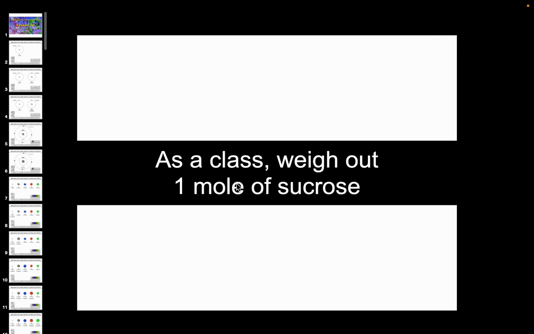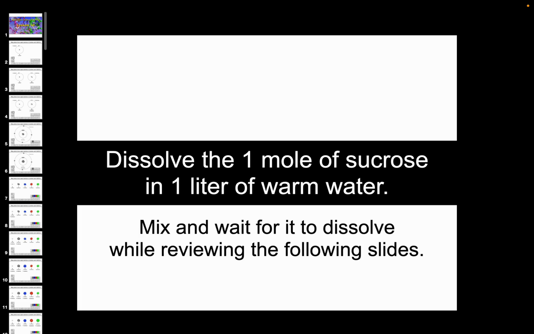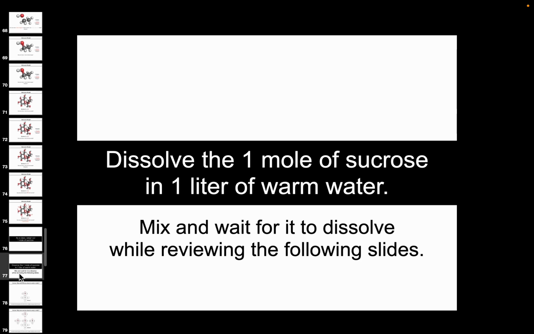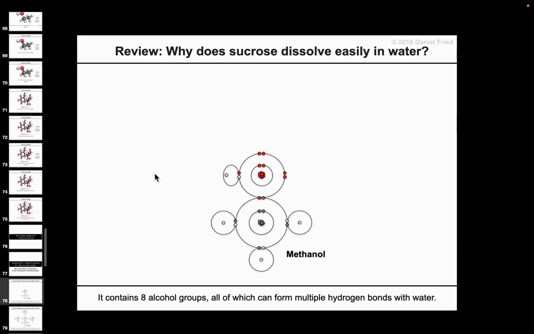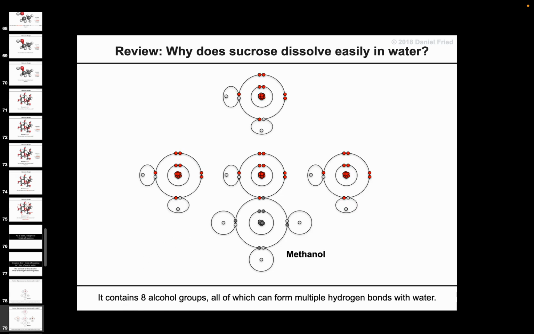As a class, if we have tons of sugar, we add 1 mole of sucrose, 342 grams. Remember that. Dissolve the 1 mole of sucrose in 1 liter of warm water. Mix and wait for it to dissolve while reviewing the following slide. Why does sucrose dissolve easily in water? It contains 8 alcohol groups, all of which can form multiple hydrogen bonds with water.